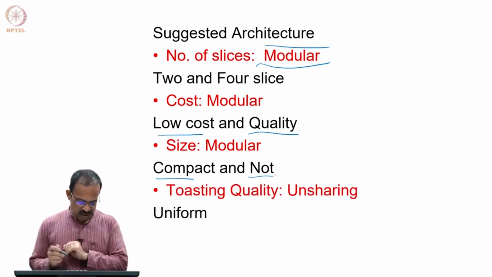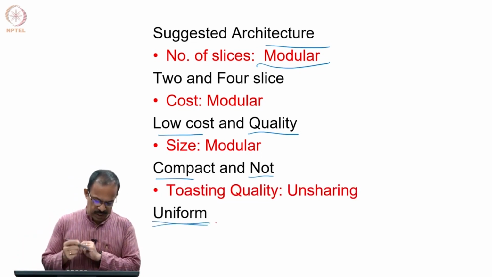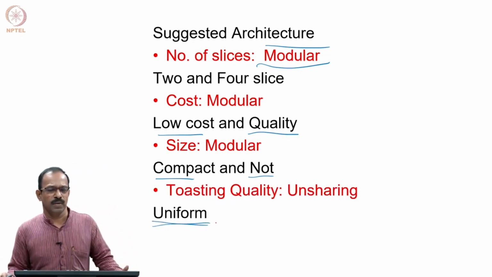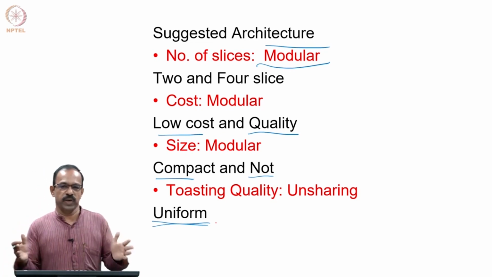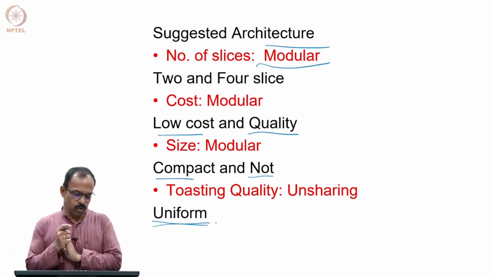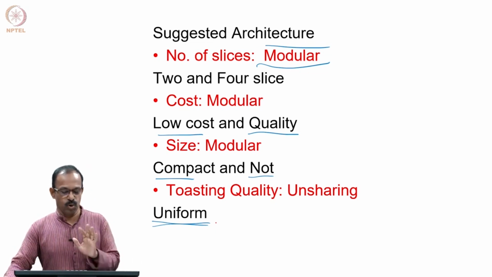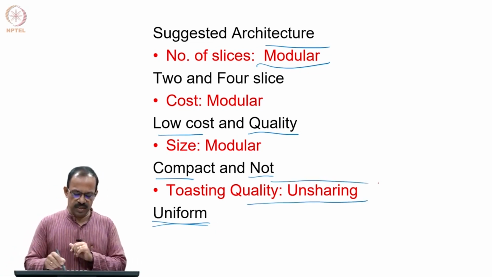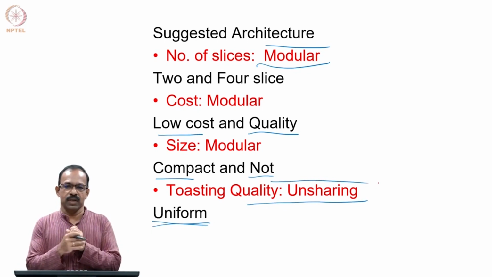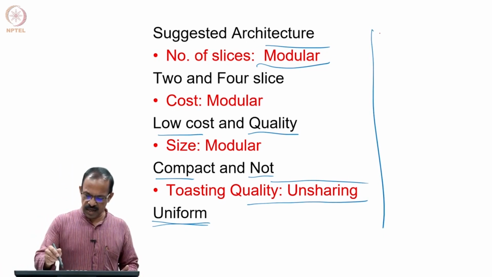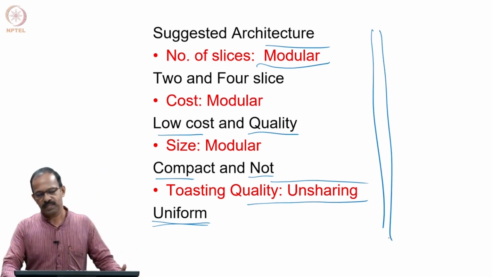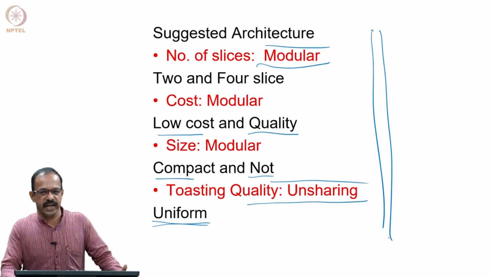And finally, for the toasting quality, they make everything uniform. Because everyone is looking for it, though one segment is not really looking for high quality, it is better to provide high quality, because they do not need to make it 2 modules. They can make it a single module, so they do not need to make it modular, they make it unshared. So, the quality will be the same for all the products. This will be the suggested architecture for the toaster. So, we will be going for a modular architecture, except for the quality, which will be an unshared architecture.